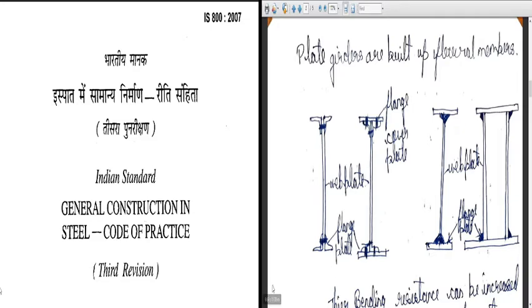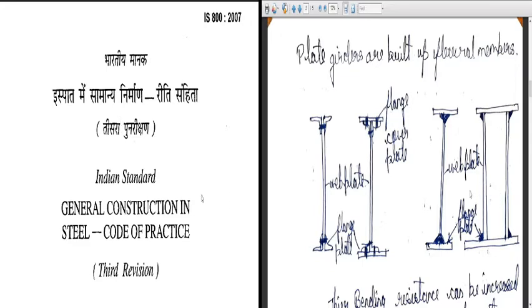Here you can see the first diagram, the cross section of the plate girder. There is a single plate at the center and there are four angles, 1, 2, 3, 4, and this is how they are connected. In this, you have two cover plates, four angles, and a plate in between. This middle portion is called the web, this is called the flange, and this is the flange cover plate.